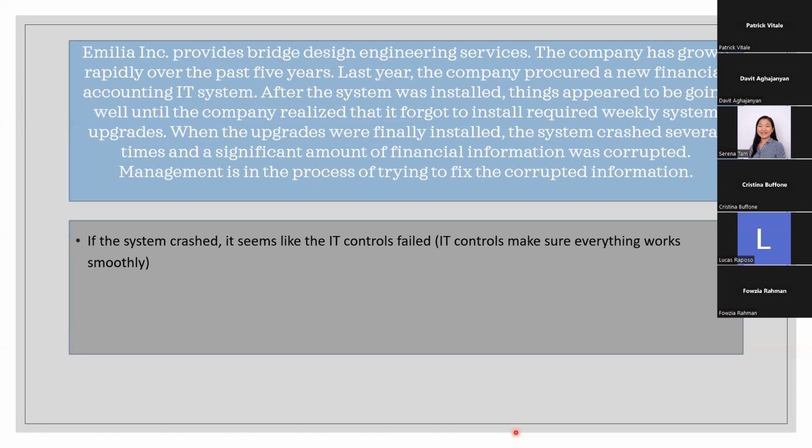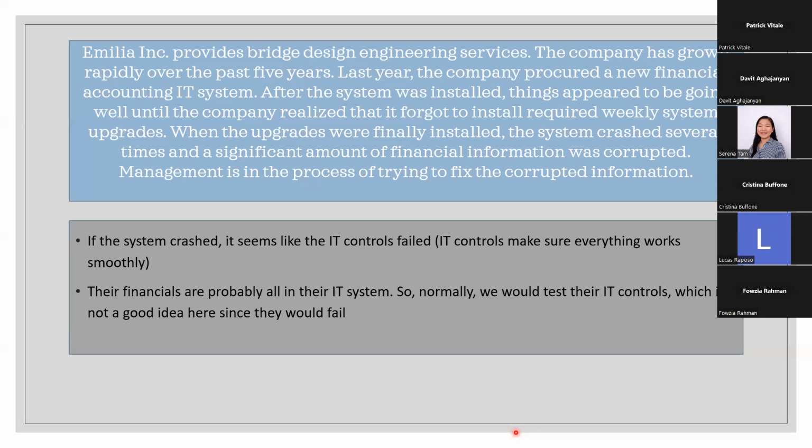So if the system crashed, it seems like the IT controls failed. IT controls make sure everything works smoothly. Financials are probably all in their IT systems. So normally we would test their IT controls, which is not a good idea here since they would fail. That's why we would take the substantive approach.